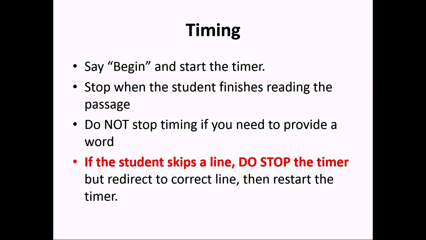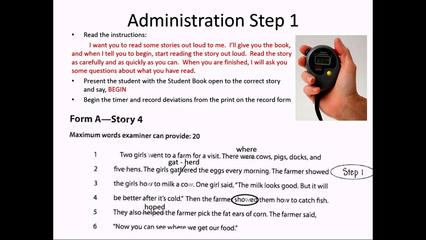In terms of timing, say begin, start the timer. As soon as the student finishes reading the passage, stop. Do not stop timing if you need to provide a word. If the student skips a line, however, do stop the timer, redirect the child to the correct line, and then restart the timer. So skipping a line would be if the child read the first line, "Two girls went to a farm for a visit. There were cows, pigs, ducks, and the girl how to milk a cow," and they completely skipped line number 2. You're going to redirect them back to line 2 and then start the timer again.